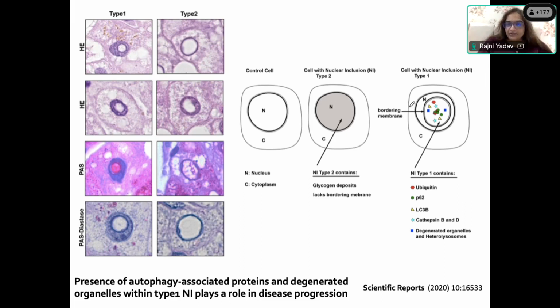Once the studies were conducted, it was found that type 1, which are surrounded with a membrane, have more of these autophagy-associated proteins and degenerated organelles. See this ubiquitin, P62, cathepsins, and the lysosomes and the degenerated organelles. And it was seen that these are actually bad prognostic factors. Both of them can be found in NAFLD, and they increase with the increasing severity of the disease. However, type 1 plays an important role in the disease progression.